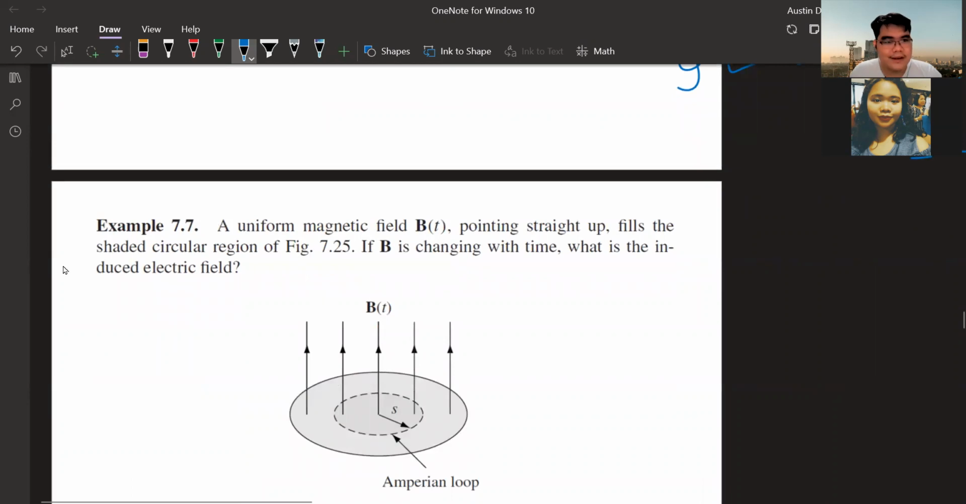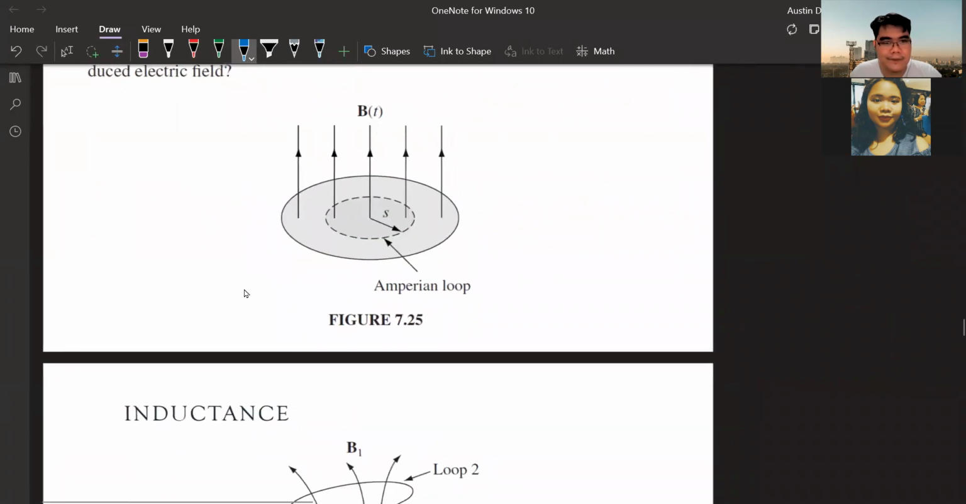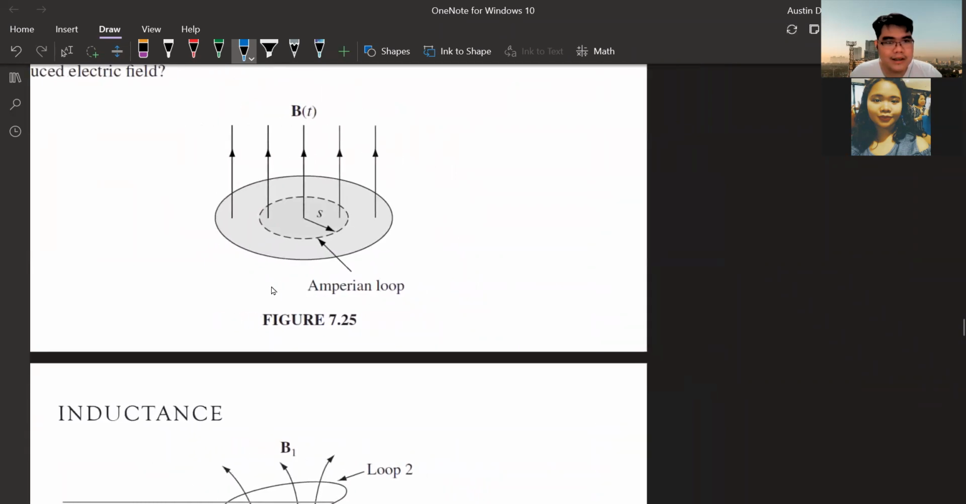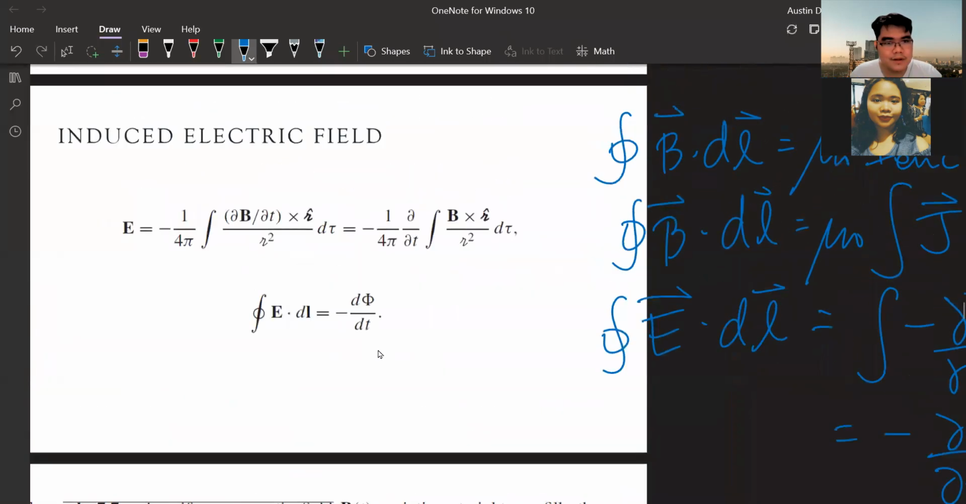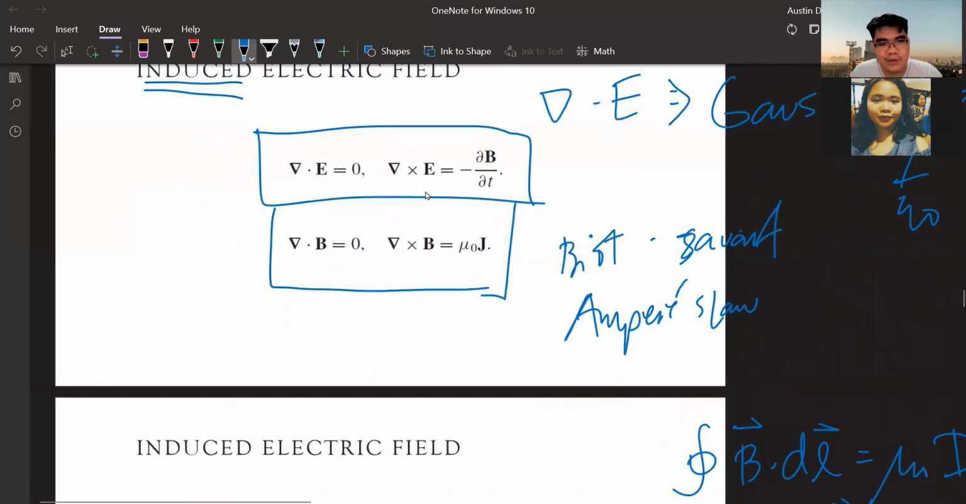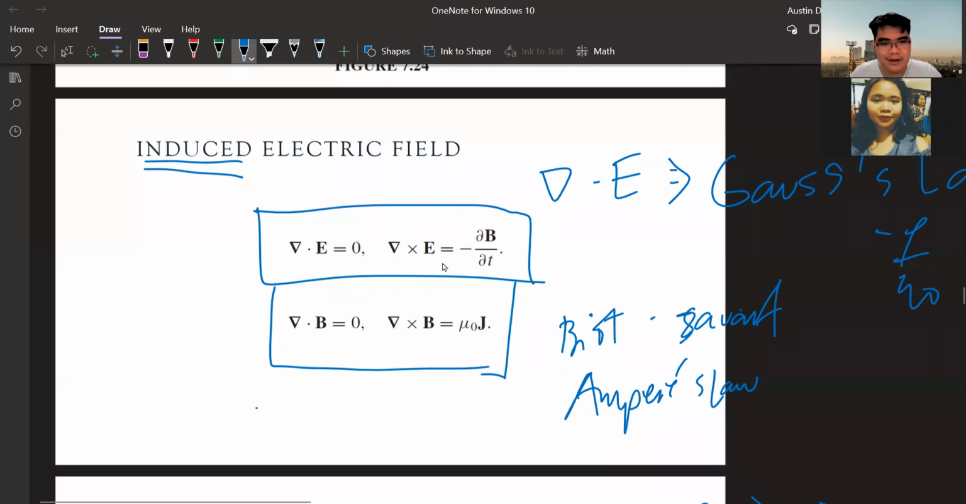Okay, let's do this. Example tayo. Meron kang uniform magnetic field upward. And yung shaded region is this guy. If B is changing with time, what is the induced electric field? Okay. Now, yung E mo, di ba, pinag-aralan natin yung curl, kung paano yung direction ng curl. Okay, so when you have, balikan natin, you have this equation.